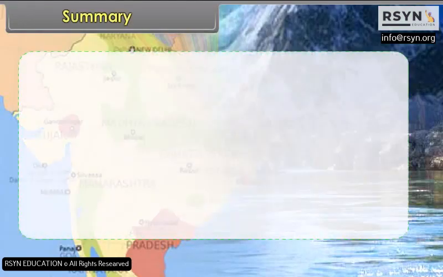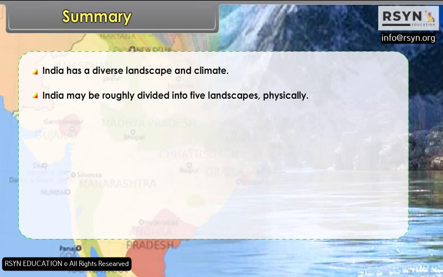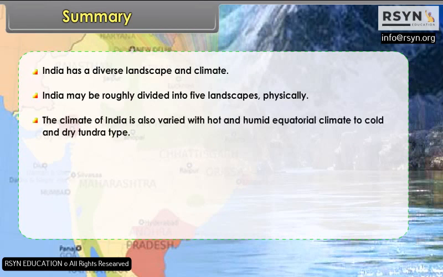Summary. India has a diverse landscape and climate. India may be roughly divided into 5 landscapes physically. The climate of India is also varied with hot and humid equatorial climate to cold and dry tundra type.